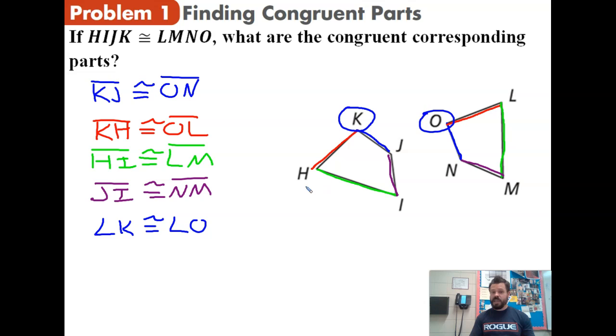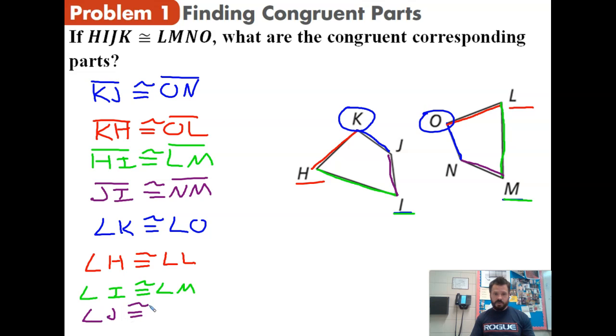And we do that with the rest of the angles as well. Looks like H and L will correspond, so we can say angle H is congruent to angle L. It looks like I and M will correspond as well. Oops, we'll mix it up with some different colors here. So angle I is congruent to angle M. And then finally, the last set of angles have to be congruent as well. We have angle J is congruent to angle N.